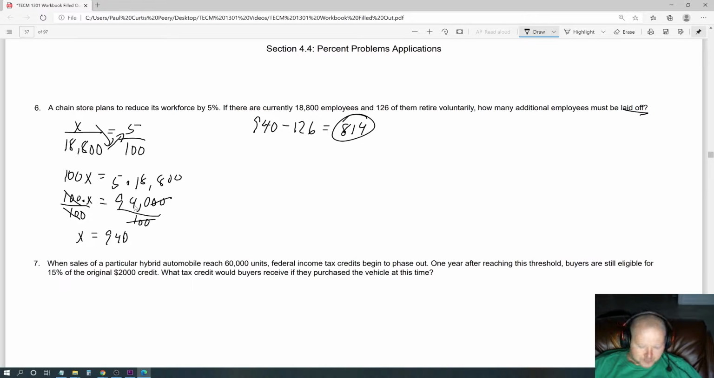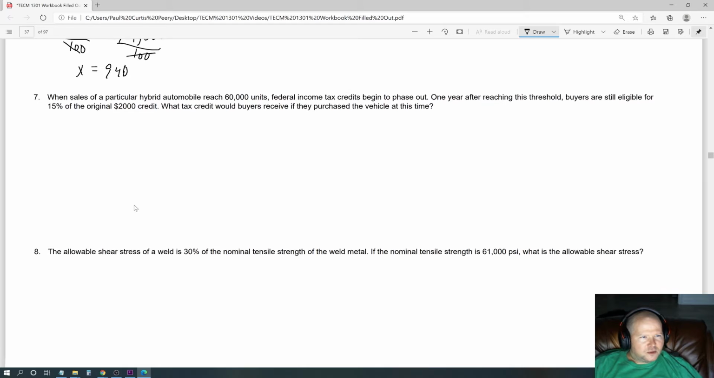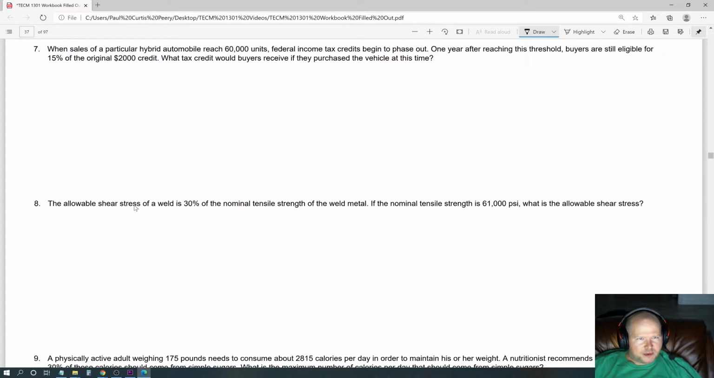Okay, so when sales of a particular hybrid automobile reach 60,000 units, federal income tax credits begin to phase out. One year after reaching this threshold, buyers are still eligible for 15% of the original $2,000 credit. What tax credit would buyers receive if they purchased the vehicle at this time?